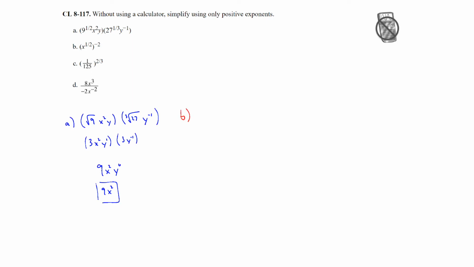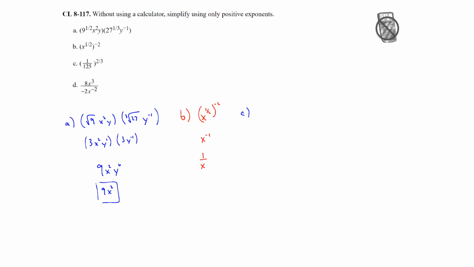Part B, we have x raised to the 1/2 raised to the negative 2. So you could approach this a couple of different ways, but since you have a power raised to a power, we can multiply those two, and that would give us x to the negative 1. And since we have a negative exponent, we can rewrite it as the reciprocal, 1 over x.